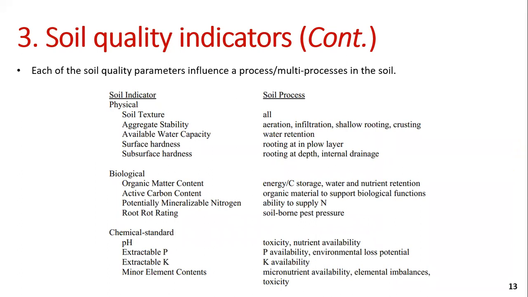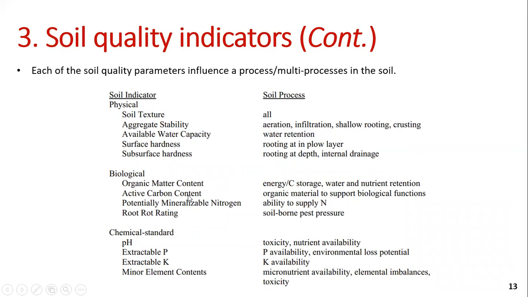Each one of these indicators or parameters has an effect on processes that exist in the soil. Some of them might affect a lot of processes, while others might only have a small impact on specific soil processes. If we look, for example, at the aggregate stability, which is a physical indicator, this one can affect the aeration, the infiltration, the roots, and the crusting. Whereas the soil texture can affect almost all of the soil processes.